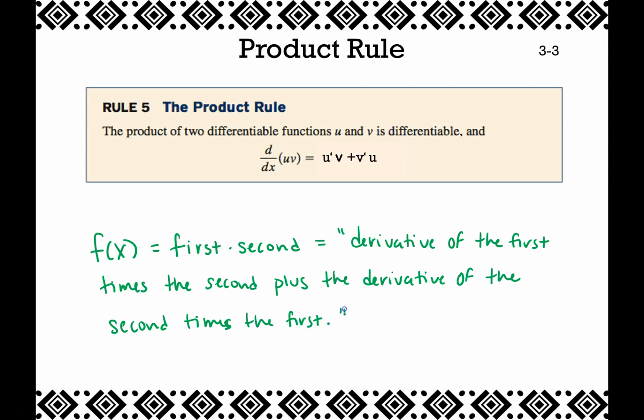Again, I would take some time to pause this video and get that down. So how are these the same exact thing? Well, notice how u is the first. So we're taking the derivative of the first, then times the second, plus the derivative of the second, so the derivative of the second thing, times the first. So that's the rule, and it might seem a little confusing to you right now, but let's go ahead and apply it.